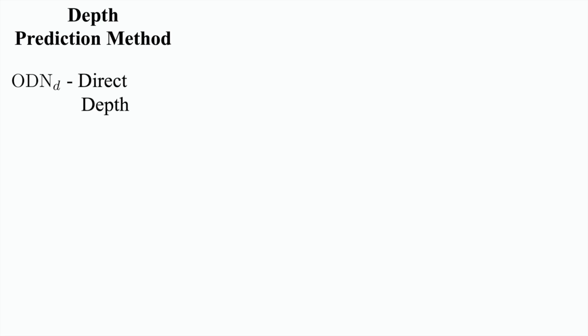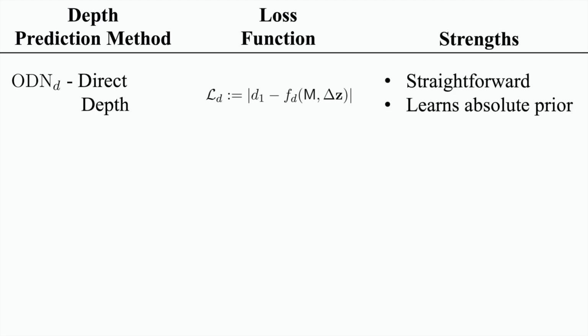Our first approach is direct depth estimation, where the network learns to directly predict the absolute object depth given a series of observations. The main benefits of this approach is that it is relatively straightforward, and it enables the network to learn what range of depths are reasonable for a specific application.